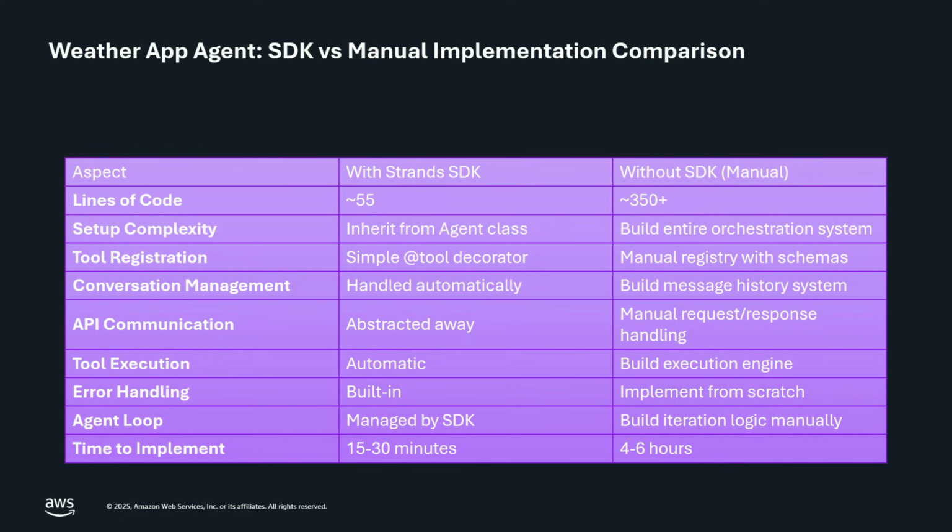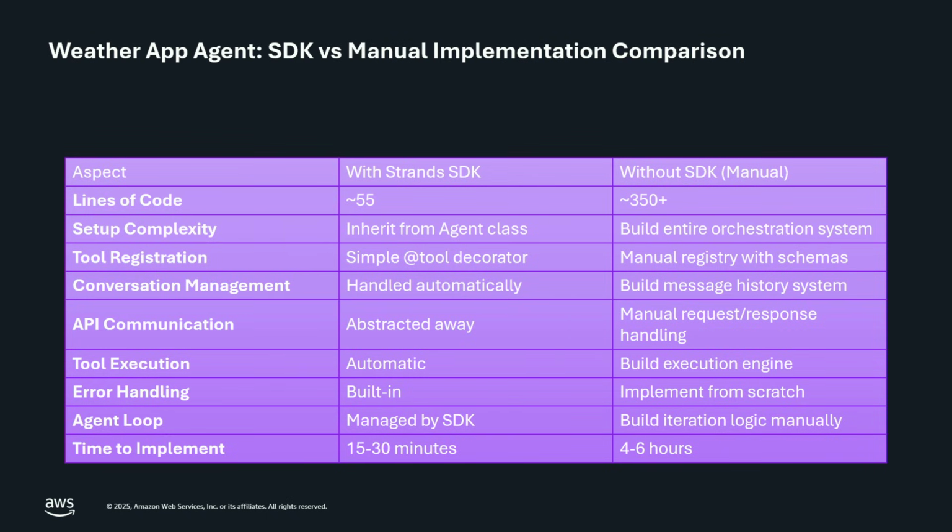So here's a quick visual on the differences when using an SDK like Strands or CrewAI. As you can see, you go from 350 lines of code to 55 for a weather app agent. For the tool registration, the conversation management, and the API communication, all that's abstracted away. It's handled automatically. And when you go through the code talk, you're going to see there are not that many things you need to define. Again, our goal is to simplify creating agents.